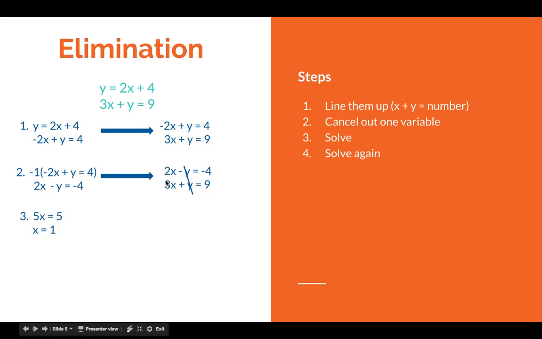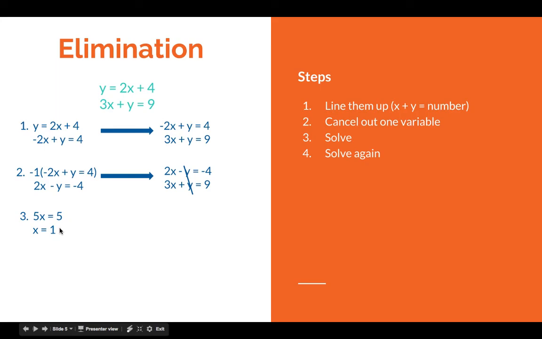So now I'm adding everything together, and 2x plus 3x is equal to 5x, and negative 4 and 9 is 5. So that's step number 3, solving, basically adding them together. Once you have them canceled out, you add them together. Now if, for example, it was negative 2x plus 3x, then it would just be x. Just make sure you don't make that mistake. But in this case, it's just 2x and 3x.